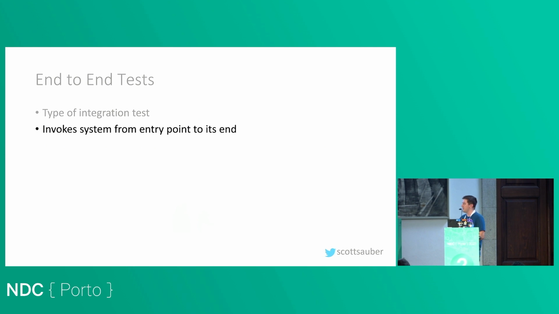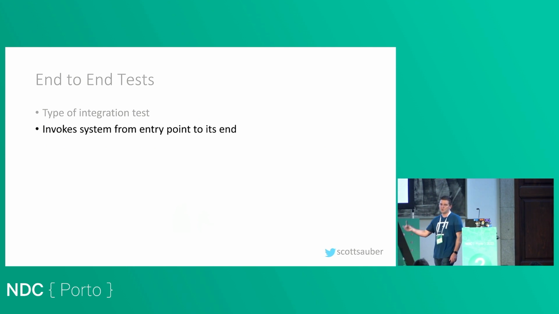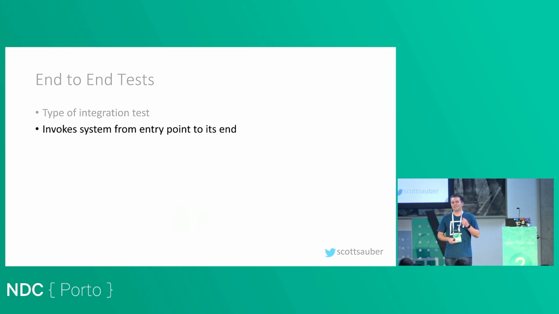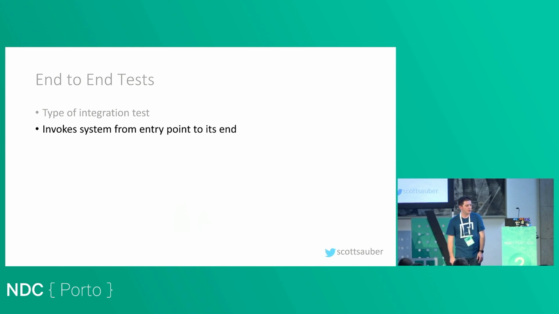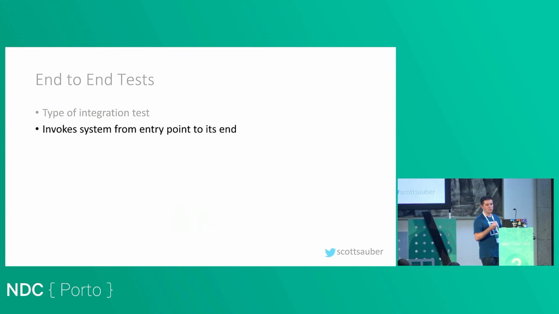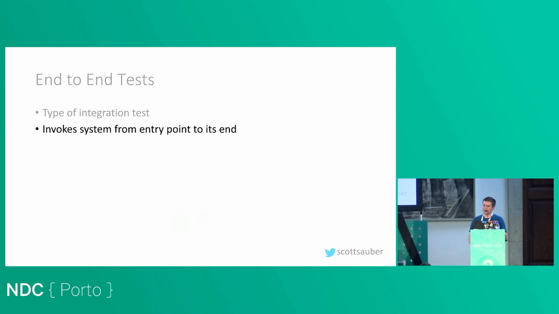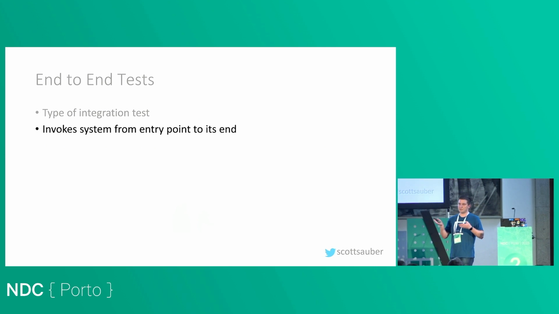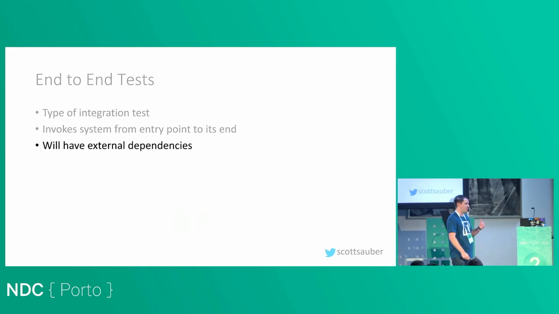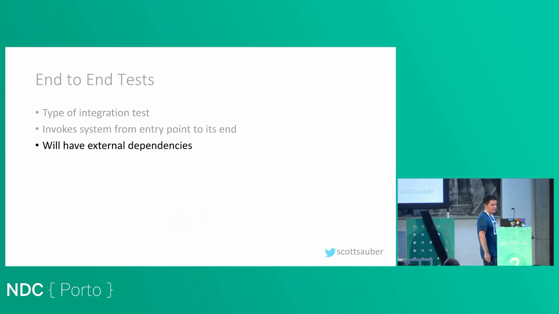Really, what an end-to-end test is, is it invokes the system from its entry point all the way to its end. So if you have a web app, that's where a tool like Cypress, Selenium, or Playwright comes into play, where you're actually interacting with a browser. But let's say you just have an API and that's what you deliver. You could have an end-to-end test that doesn't interact with a browser because your entry point is the API, right? But most people think of browser tests when they hear end-to-end.